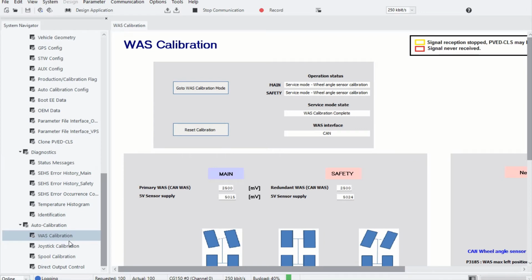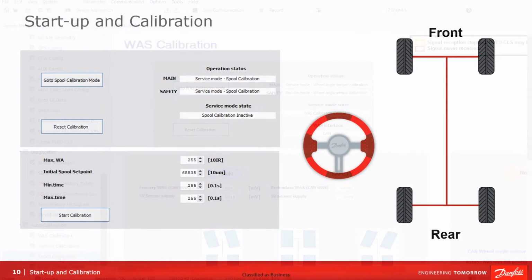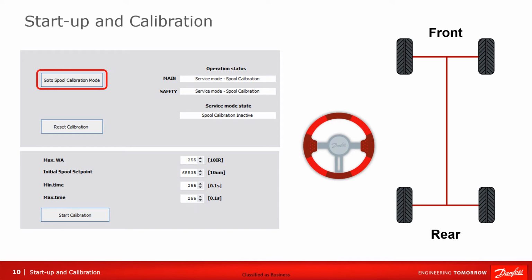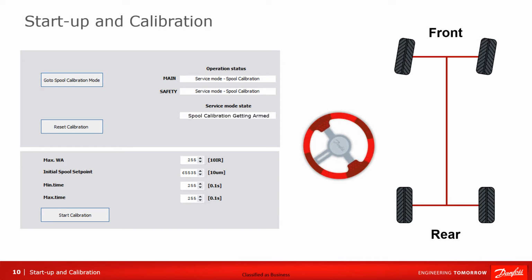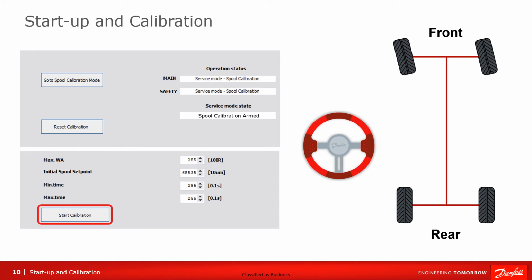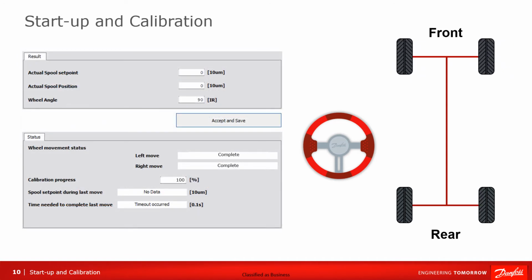To calibrate the spool, go to the spool calibration page and press Go to Spool Calibration Mode. Then turn the steering wheel so that the service mode state changes to spool calibration getting armed. When the steering wheel is released, the state will change to spool calibration armed. Once armed, make sure the wheels are in a straight position, then press Start Calibration. The wheels will then turn back and forth until the left and right move progress are completed. Once completed, press the Accept and Save button. The values will automatically be updated in the valve calibration data page.